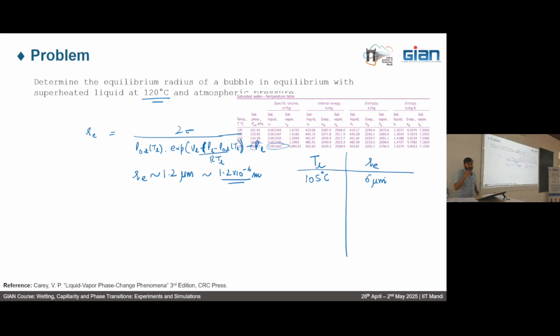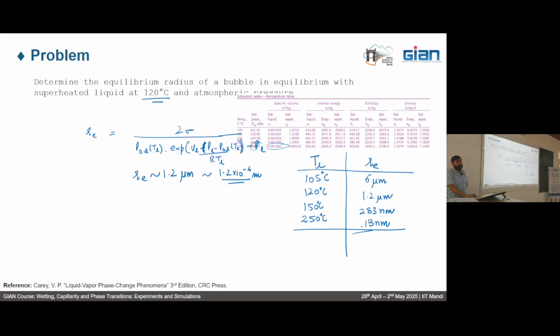If we increase the temperature just by 15 degrees centigrade, this lowers to 1.2 micrometer. If we further increase this to 150 degrees centigrade, it becomes almost 5 times smaller, so it is around 283 nanometers. And if the temperature is around 250 degrees centigrade, it turns out to be just 13 nanometers.